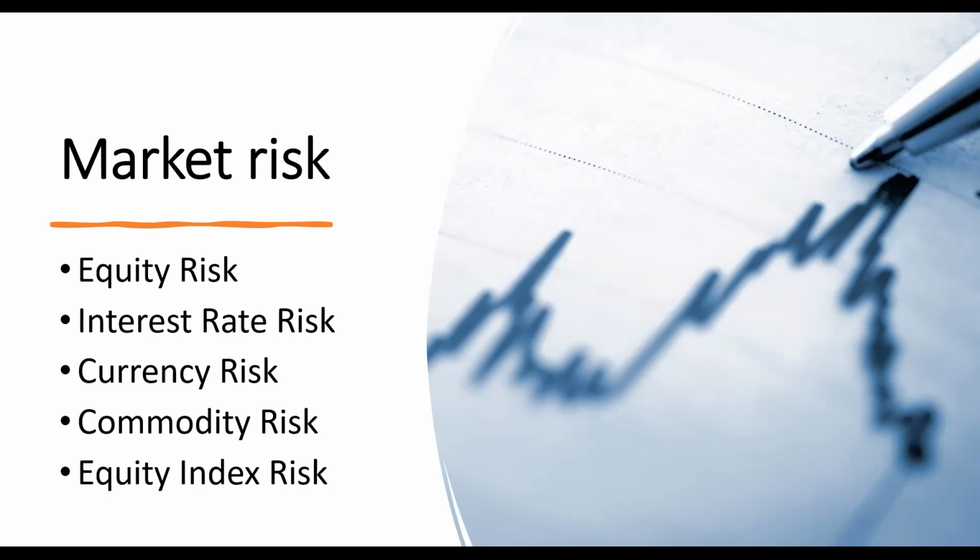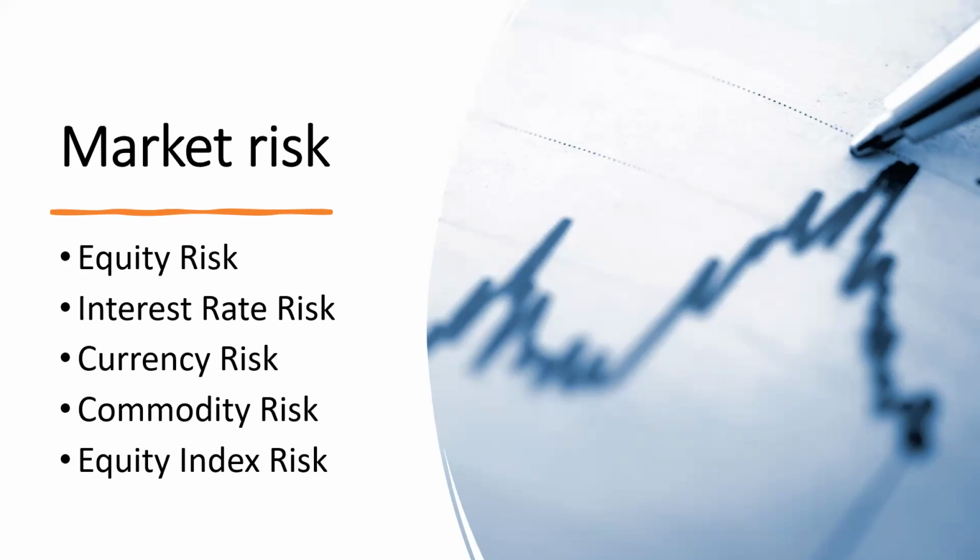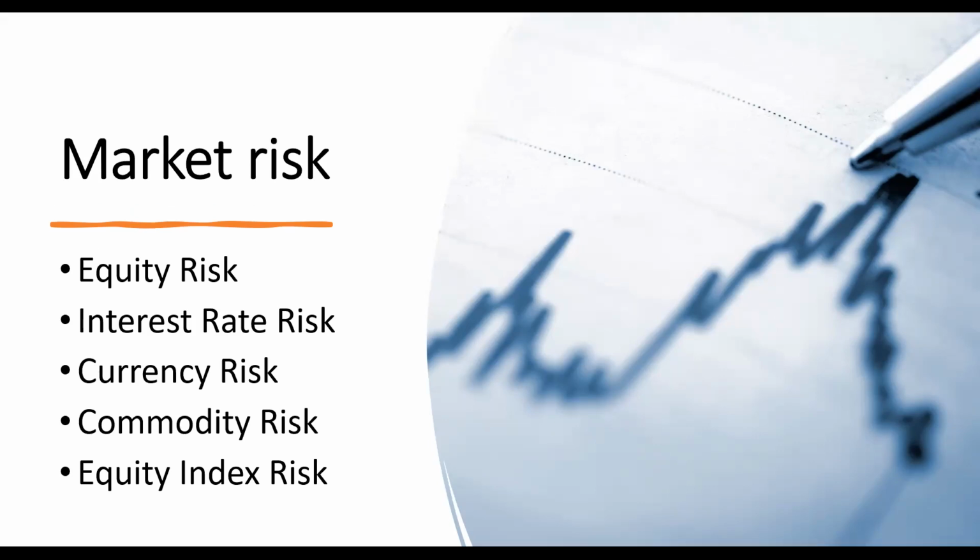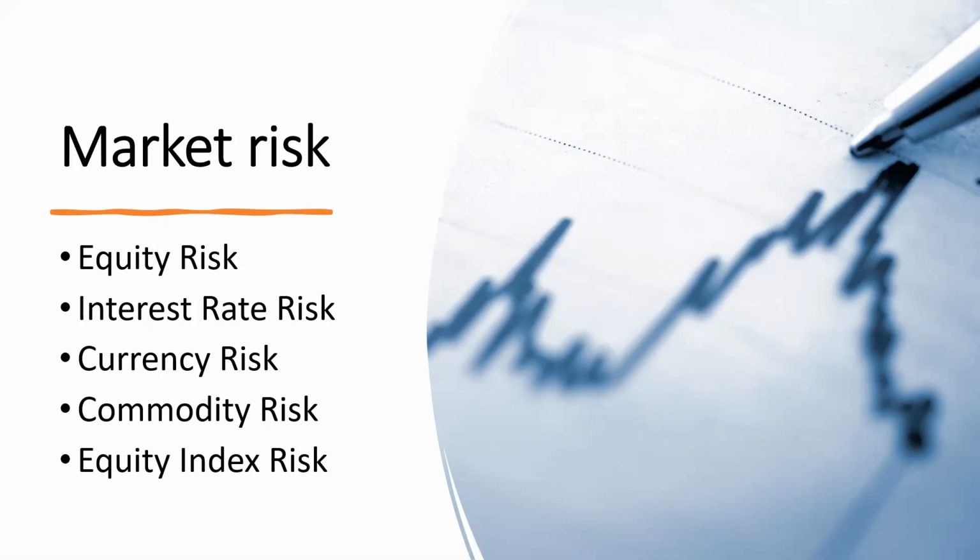Next one, the last type in market risk, is equity index risk. What is this equity index risk? It is basically related to changes in the index price. Because of a lot of changes in the index price, if there is any loss, then it is known as equity index risk. So this is all about market risk. We have discussed the five types of risk under market risk.